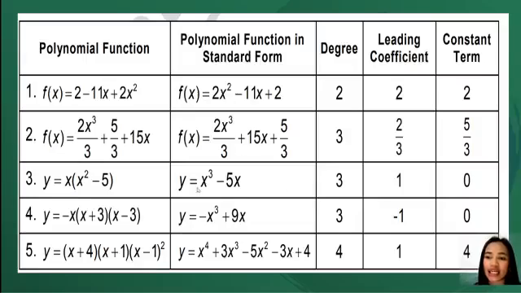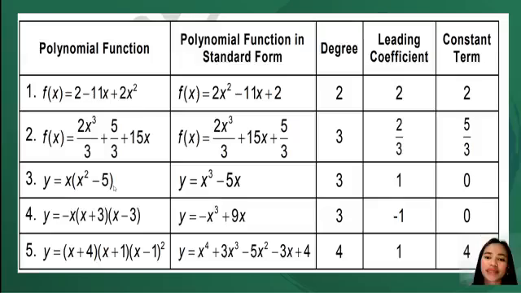Since the degree is 3, wherein we have it on the term x cubed, x cubed is said to be your leading term. In your leading term, what is the numerical coefficient? So we have 1. Therefore, 1 is your leading coefficient. Now, in this polynomial function, do we have a term without any variable? None. Therefore, your constant term will be 0. Okay, let's have number 4.